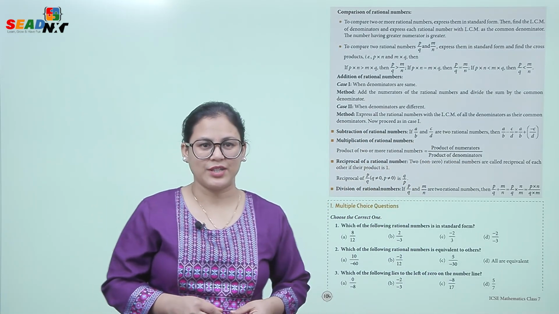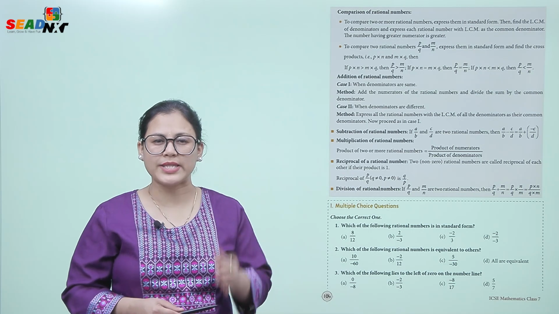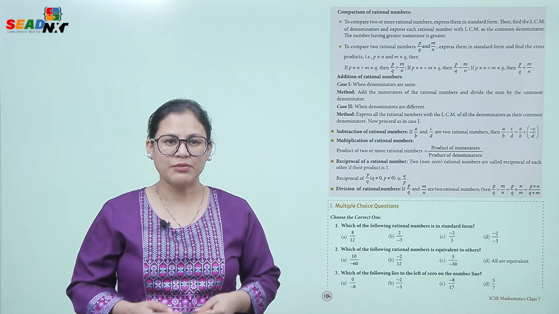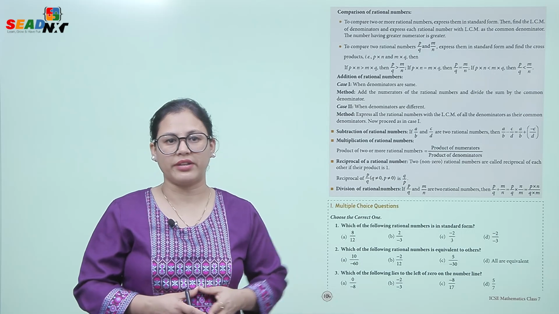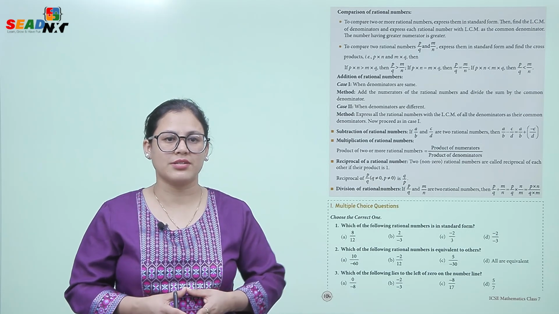Comparison of rational numbers. To compare two or more rational numbers, express them in standard form. Then find the LCM of denominators and express each rational number with LCM as a common denominator. The number having greater numerator is greater.